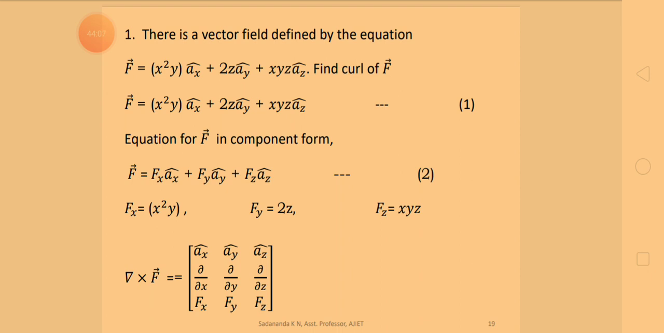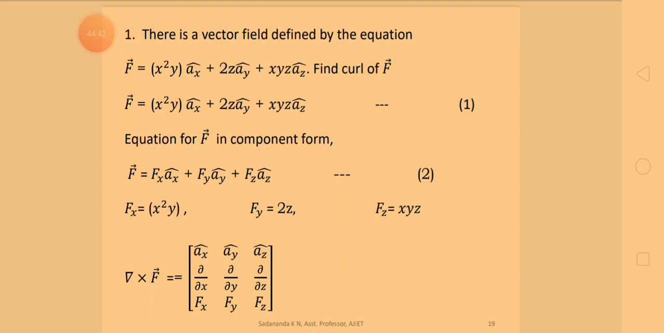Now the equation for the vector in component form is vector F is equal to fx into ax cap plus fy ay cap plus fz into az cap. Call this equation number 2. Now compare equation 1 and 2. From this you can write the fx component, fy component and fz component. So it is x square y as fx, 2z as fy, and fz is equal to xyz.